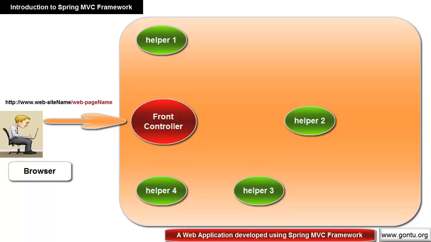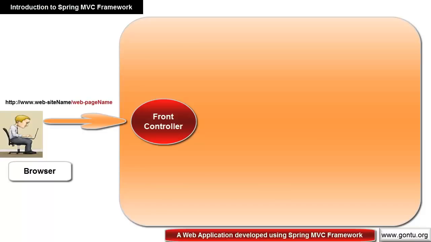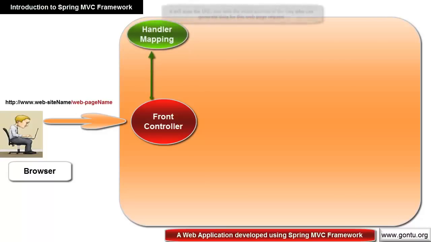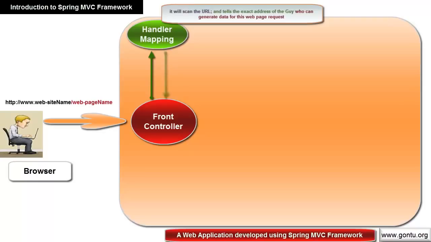With the help of all its helpers, the front controller's job is to prepare and send the response, that is HTML along with data, back to the client's browser. Immediately after getting the request, it passes on the request to one of its helper guy called as a handler mapping. Its job is to tell front controller what this request is all about. It will simply scan the URL and tell front controller the complete address of the guy who can generate data for the web page which an end user has requested for.